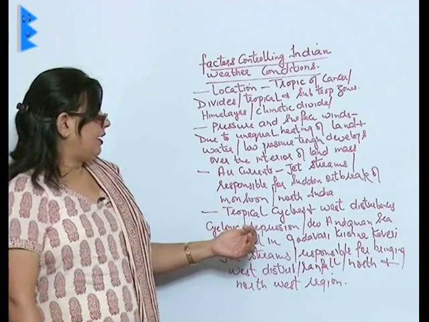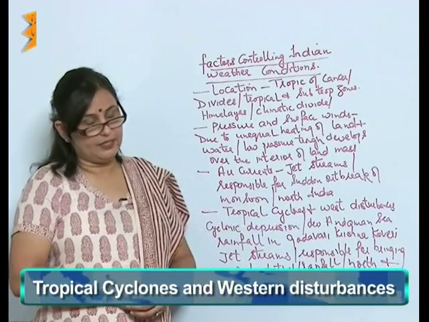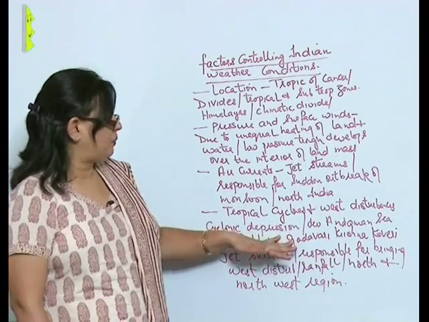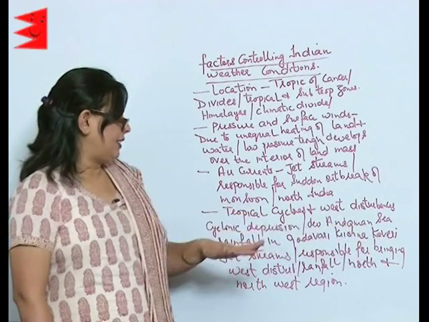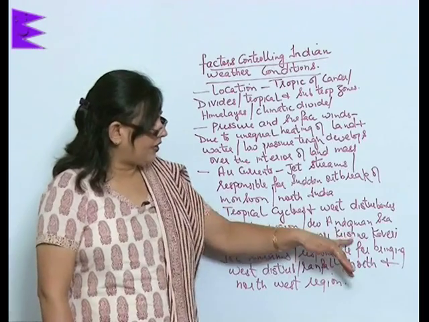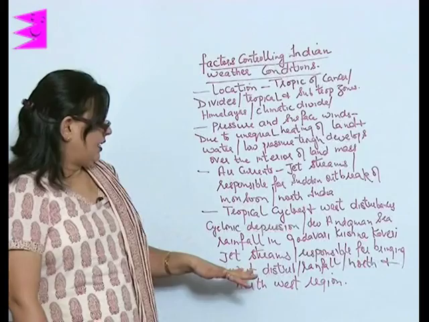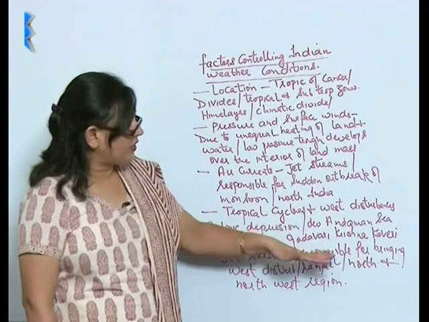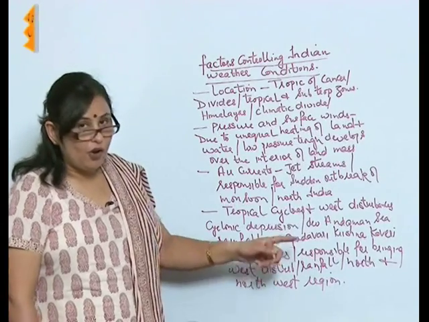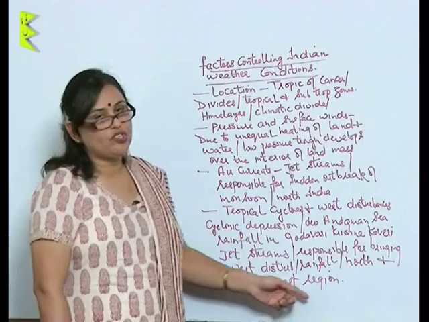And lastly, the tropical cyclones and the western disturbances. The cyclonic depression which develops in the Andaman Sea actually gives rainfall in the Godavari, Krishna and Kaveri delta, whereas the jet streams which are responsible for bringing the western disturbances cause rainfall in the north and the northwestern region of India.